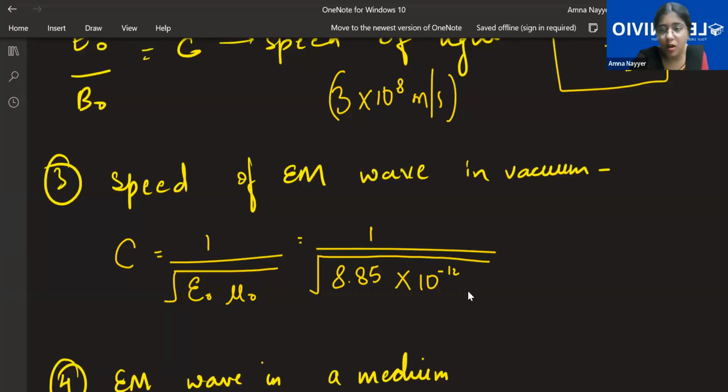See, chapters are a lot. You have to manage with the syllabus. Once the 12th is done, you will have to revise your 11th part again for JEE. Yes, ma'am, lots of things will be there. Value of epsilon naught, mu naught.